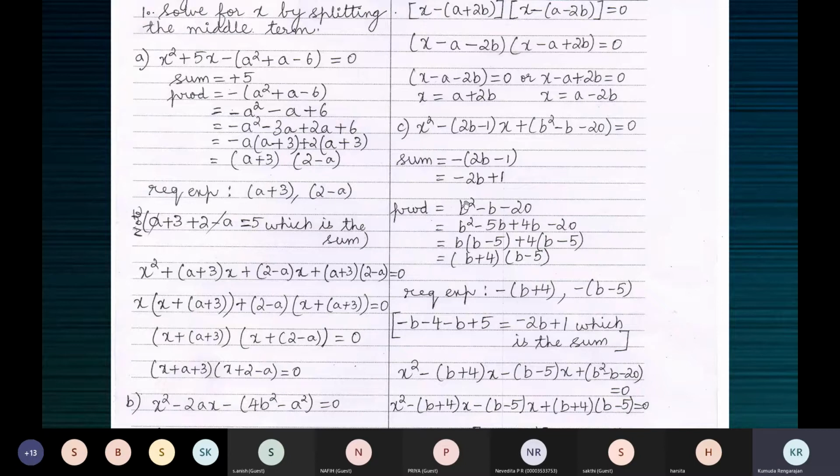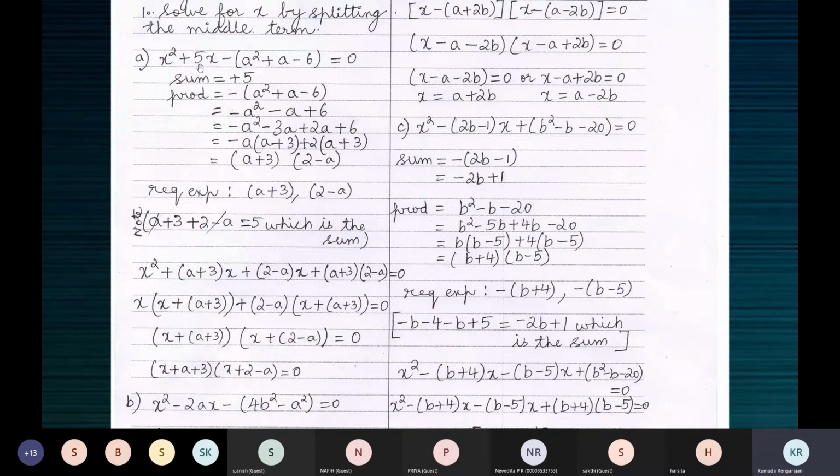Like if you take up this b square minus b minus 20, this one does not have the b element in it. B square, b. This does not have b in it. So we call this a constant. Okay. So this is the middle term. The x term is the middle term. This is the x square term.